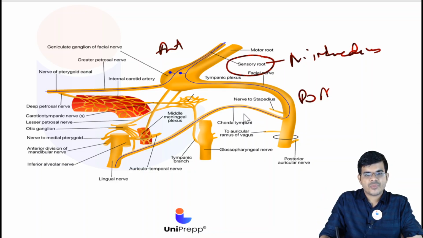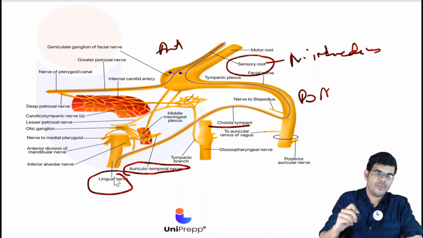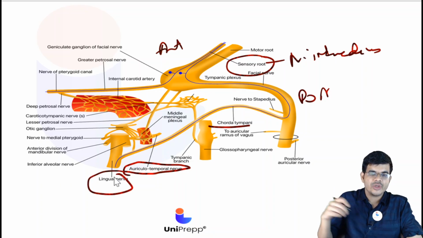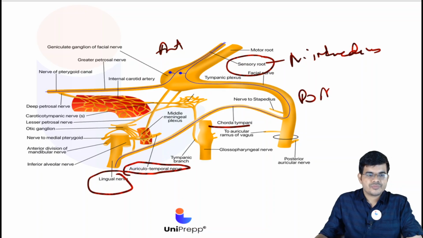Okay, this is the chorda tympani branch. Now, why did I keep this picture here? Because you can see how it is related with the lingual nerve, auriculotemporal nerve, right? Lingual nerve and auriculotemporal nerve are all branches of the mandibular nerve, but it is through the lingual nerve that the chorda tympani nerve goes on to supply the anterior two-thirds of the tongue.